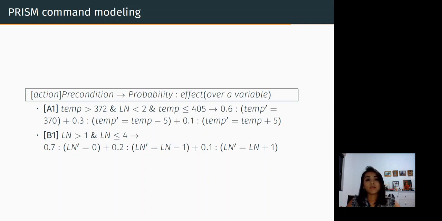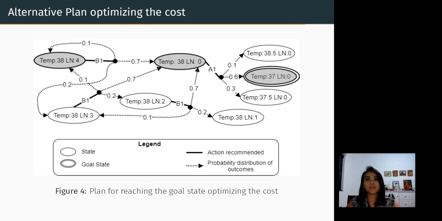And finally, with that, we have an MDP meta model in Prism. So we solve the problem, and it gives us a state graph representing the optimal plan to achieve the goal while minimizing the cost in this specific case.